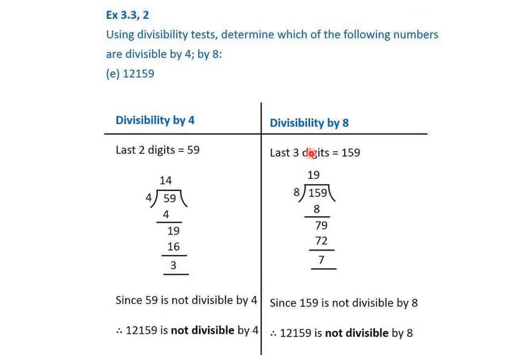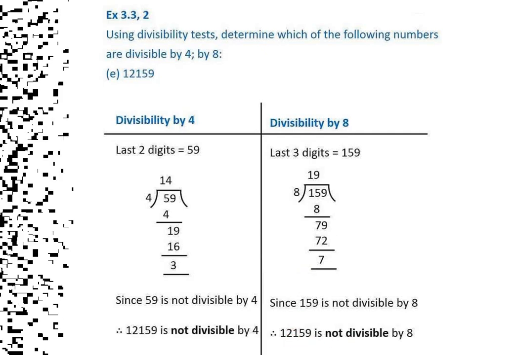So let's start with the test of divisibility by 8. The last 3 digits when divided by 8, the quotient is 19 and the remainder comes as 7. So we can say that the given number is also not divisible by 8.